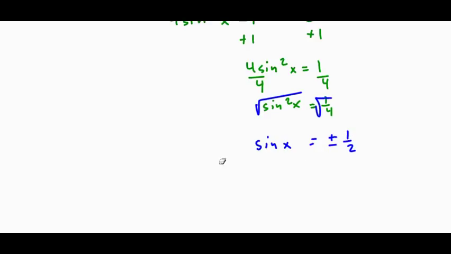So what I have to do is find all of the angles that give me a sine ratio of 1/2 or negative 1/2. Now I know there are going to be 4 answers to this, and those are pi over 6, 5 pi over 6, 7 pi over 6, and 11 pi over 6. All of these either give me a sine value of positive 1/2 or negative 1/2, and you can use your unit circle to confirm it.